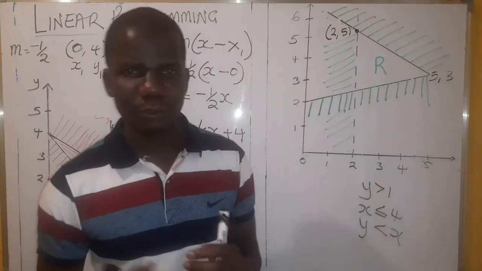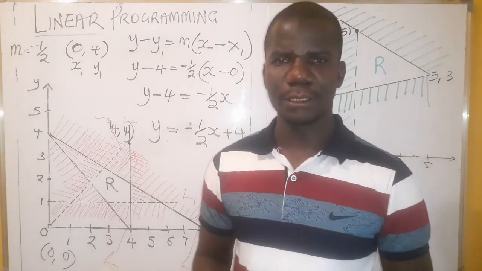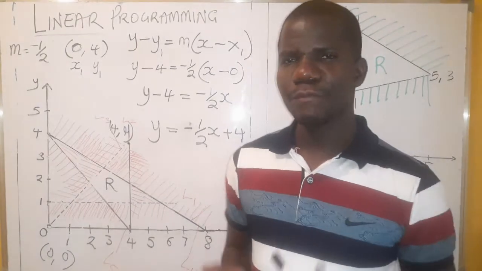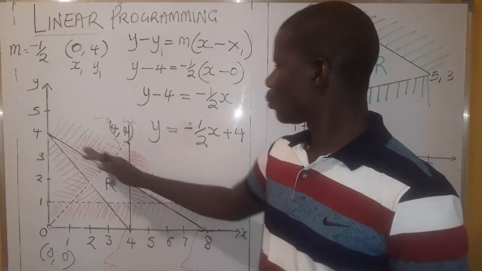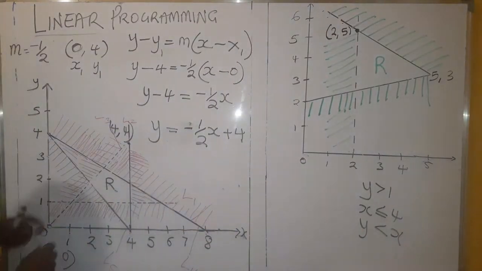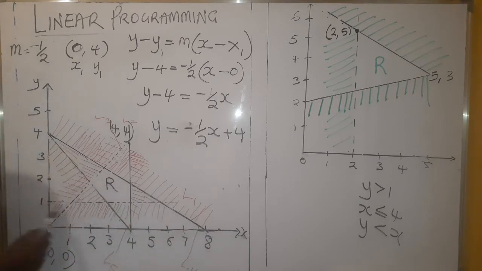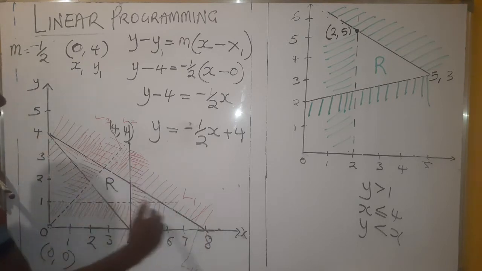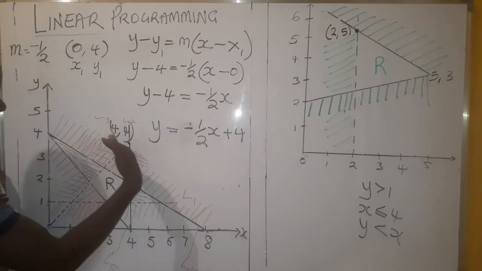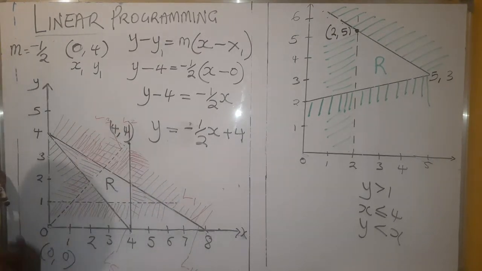The question wants us to find the inequality. Okay? So how do we find the inequality? Now we need to look at the shaded region and the unshaded region. Remember that we are looking at this one. So what region has not been shaded? The region below. The region below is unshaded. So meaning the lesser part is what is not shaded.